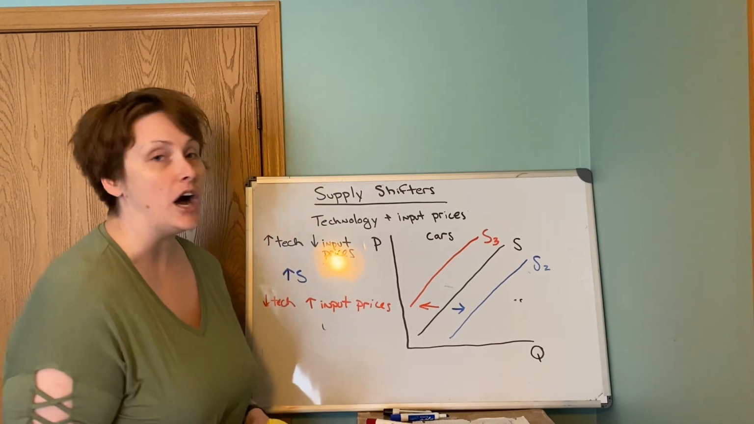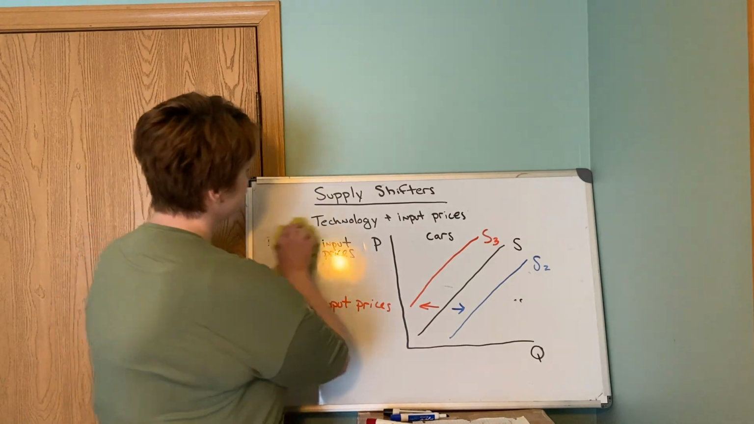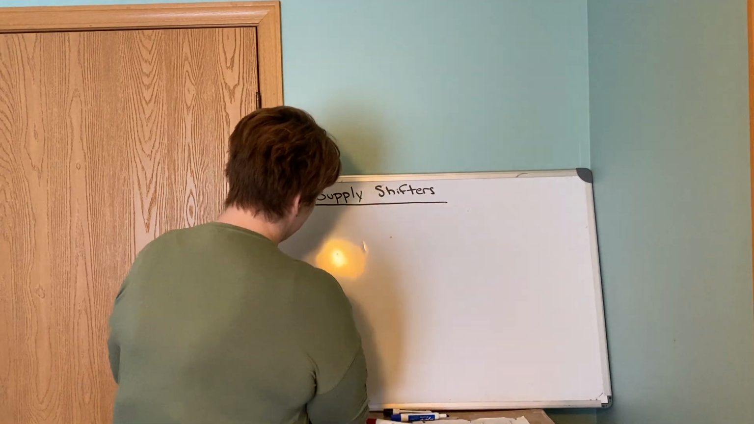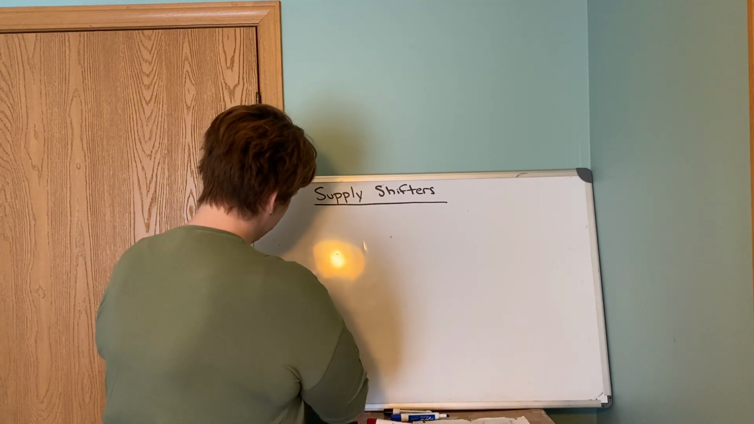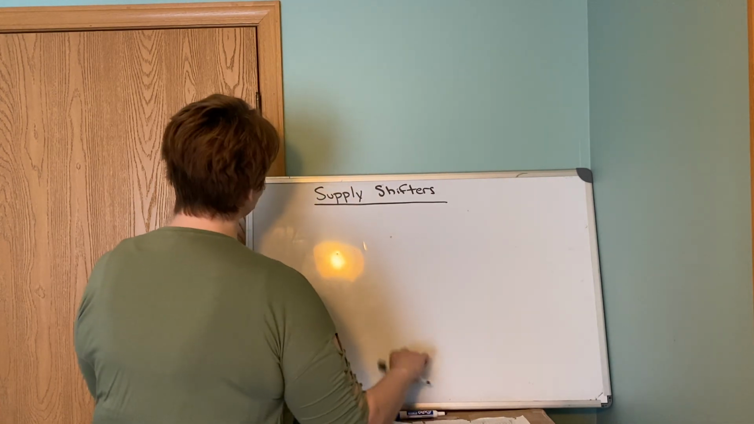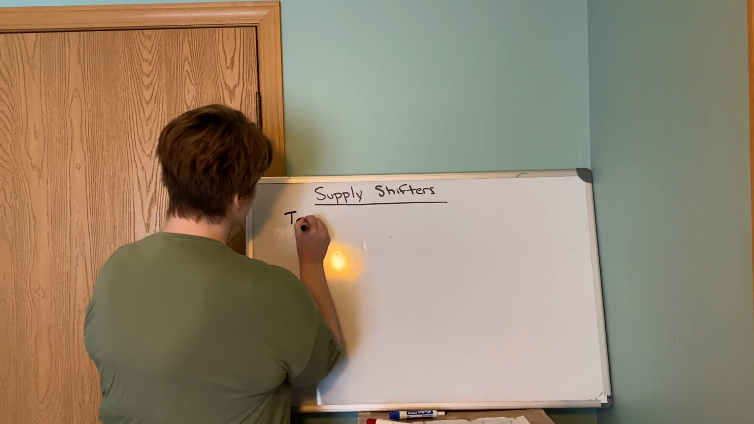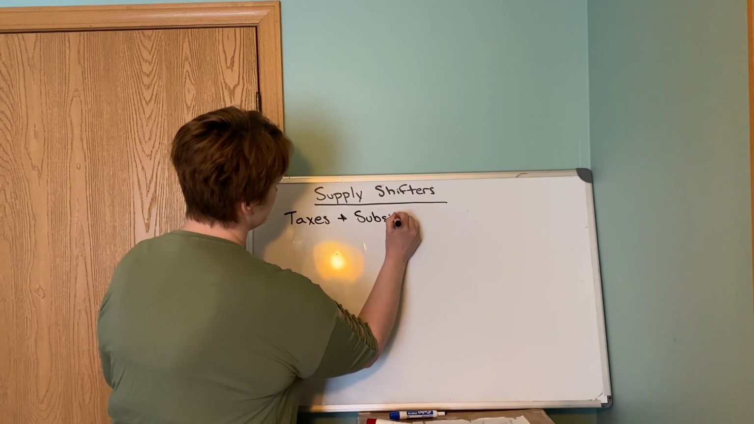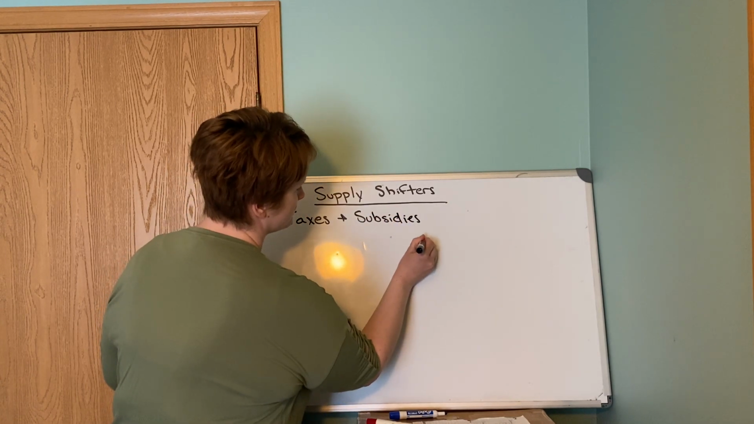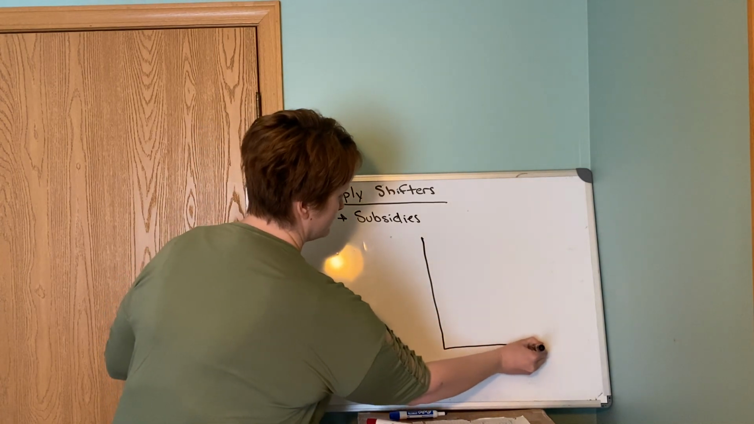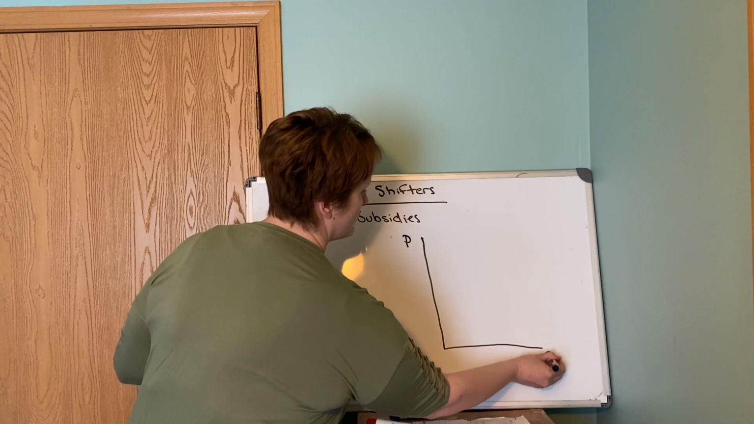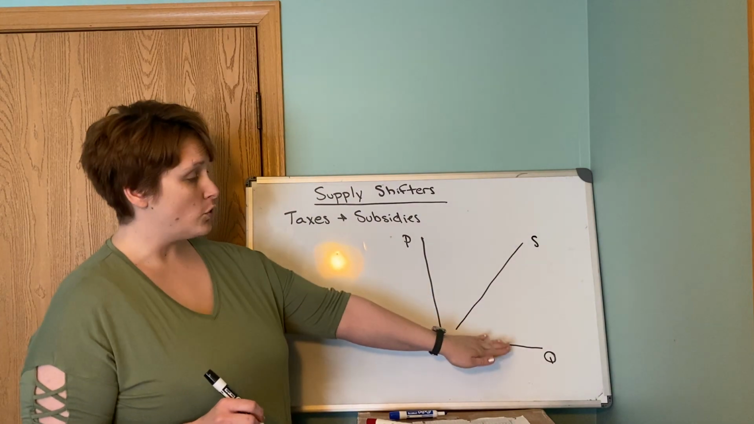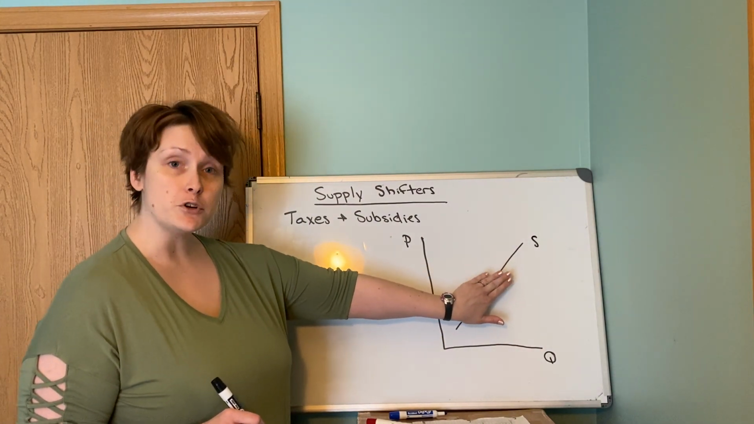The next shifter we're going to talk about are taxes and subsidies. Price on our vertical, quantity on our horizontal, supply curve upward sloping.